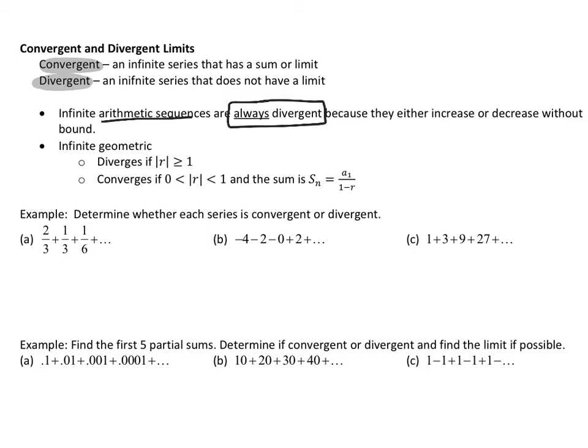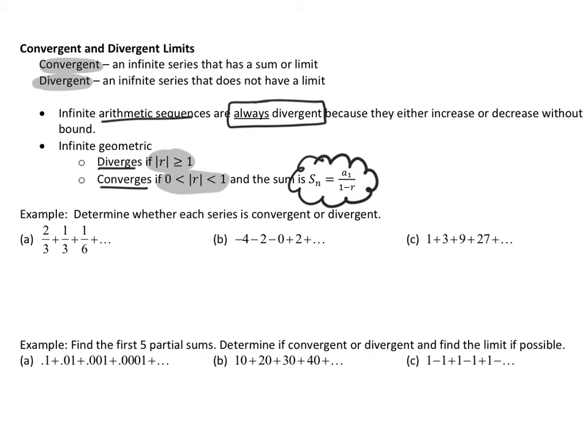Infinite geometric sequences: if the absolute value of the R value, or common ratio, is bigger than or equal to 1, so it's not some sort of true fraction, it's going to diverge. And it's going to converge if that common ratio's absolute value is some sort of true fraction between 0 and 1. And if it does converge, then it has an easier summation at infinity. The sum at infinity will be a sub 1 over 1 minus r. So a much easier equation to use. But this is only for when r is some sort of true fraction.